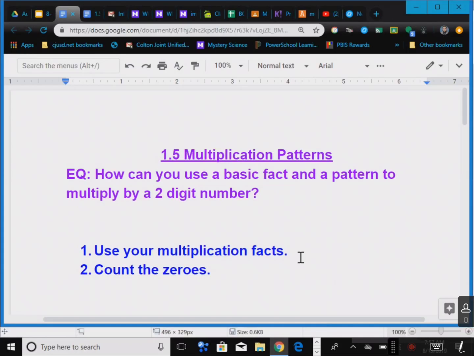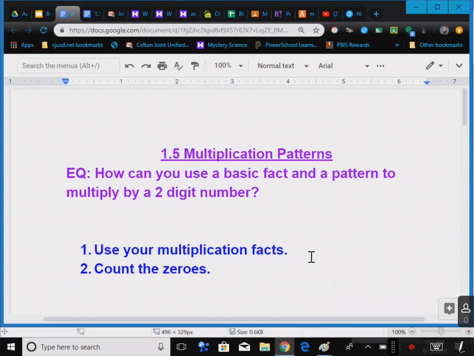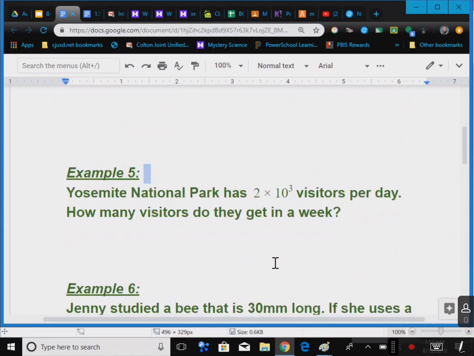This will probably be a very short video, but you will need to pause, such as right now, pause, because I'm going to move on. So if you need to write the essential question and rules, take a second and pause. So hopefully you've paused. Let's go ahead and get to example 5.